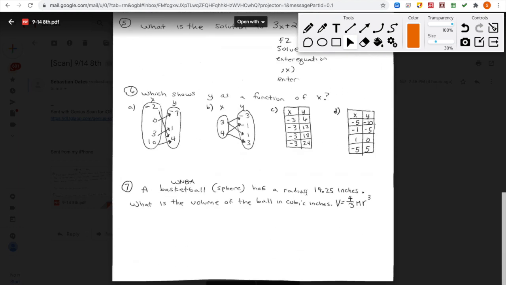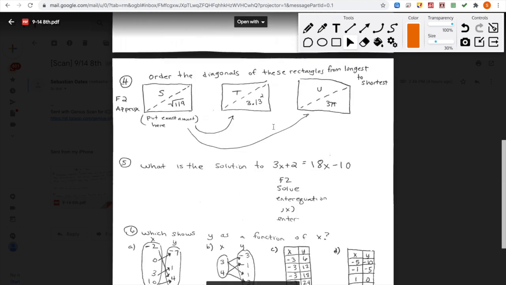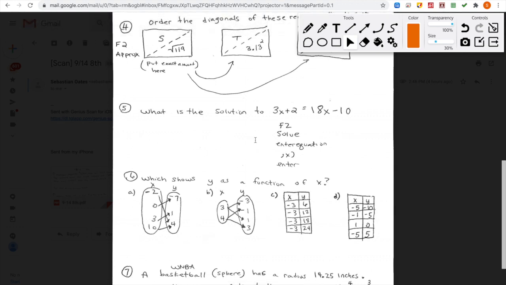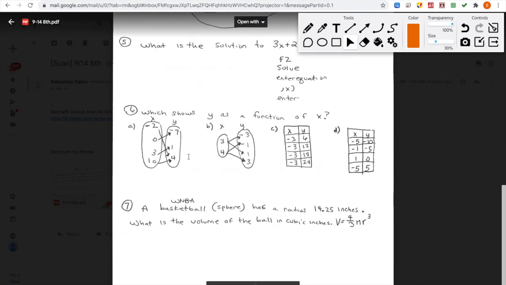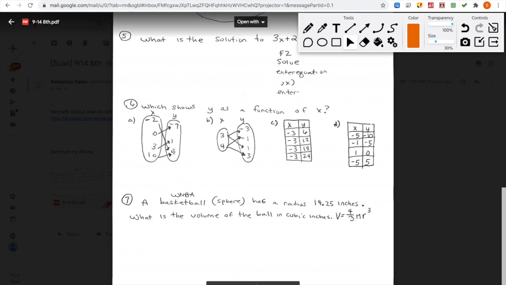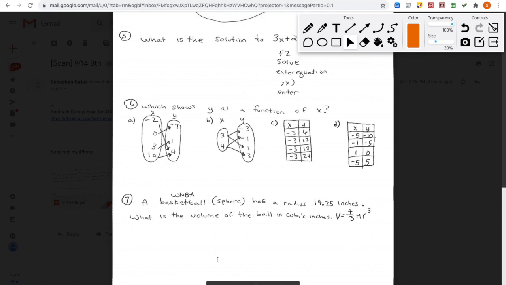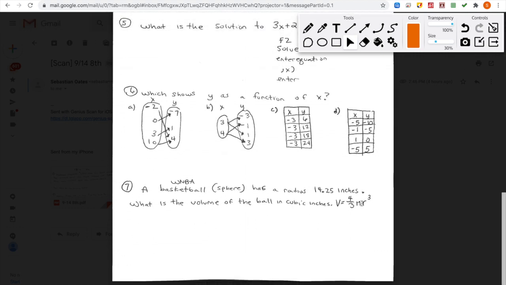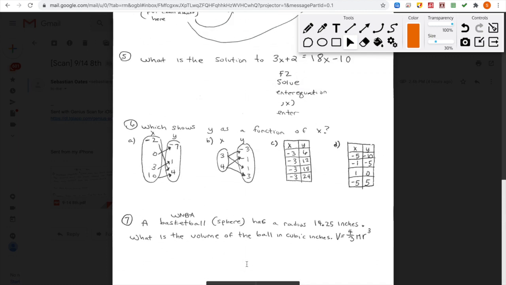Alright, so once again, even though most of these are calculator based, you're still putting what these come out to as decimals, and you're still showing me that you ordered them. This one, you're going to go ahead and write exactly what you put into the calculator. Alright, this one, go ahead and tell me why the one you picked is a function. And this one, you're just going to go ahead and rewrite this formula and replace r with 14.25 and solve.